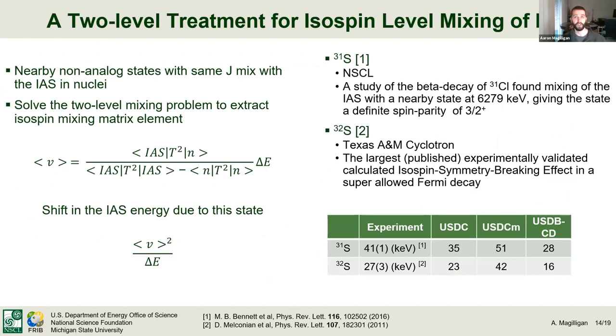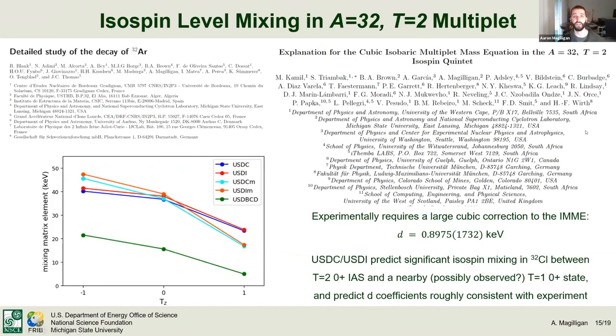Another thing we can do with these interactions is look at isospin level mixing and extract isospin level mixing matrix elements to compare to experimentally measured ones. 2 such cases of that would be in sulfur-31 and sulfur-32, which ran at the NSCL and the Texas A&M cyclotron. We can see here in this table that the experimental values are about 41 and 27 keV, which are in pretty good agreement with USDC. USDCM predicts a little bit stronger mixing, but USDB-CD predicts a lower mixing than what we get with our new interactions and from experiment. Another case of isospin level mixing that we've worked on is the A=32, T=2 multiplet.